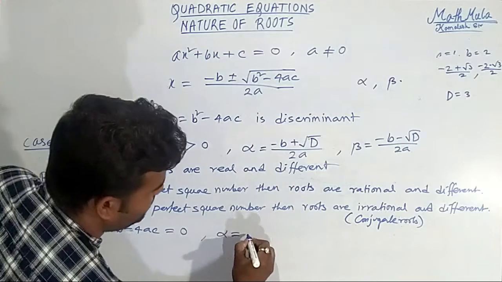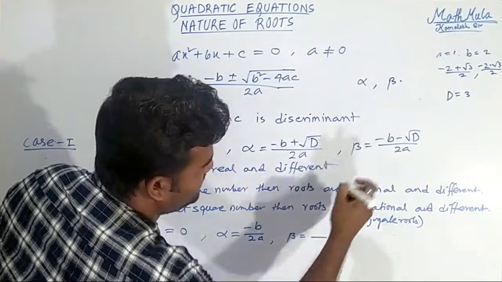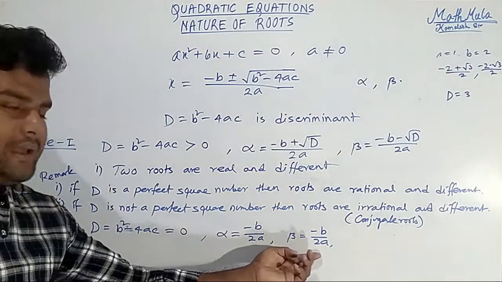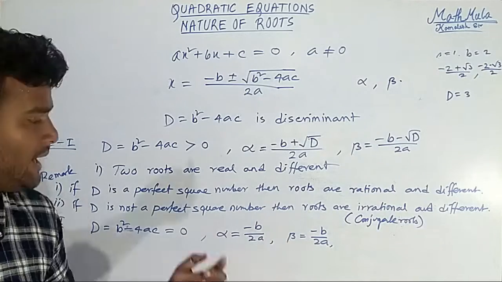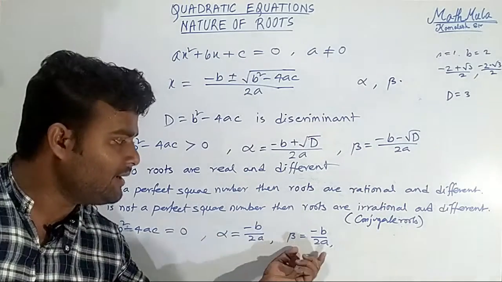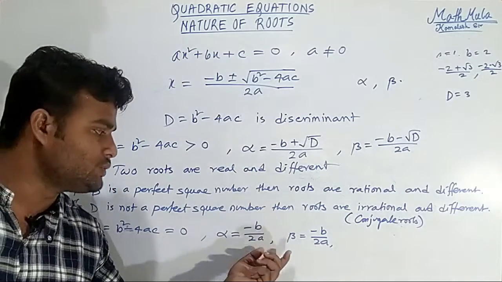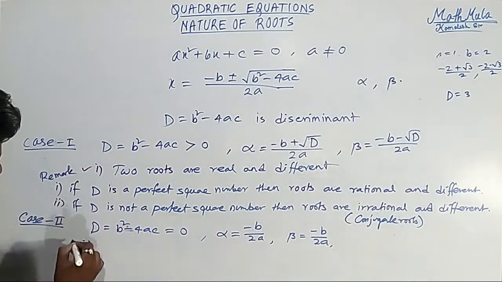That means the value of alpha will be −b/2a and beta will similarly be −b/2a. That means, look, they are real because b and a are real numbers, so this will be a real number. And the value of alpha and the value of beta are equal. That means the two roots are real and equal. This is 1 and this is 2.